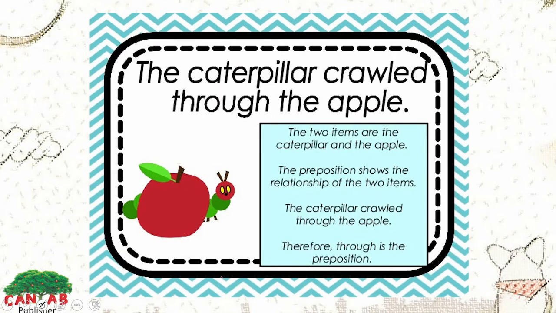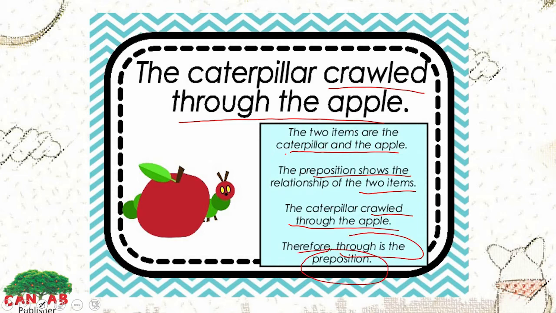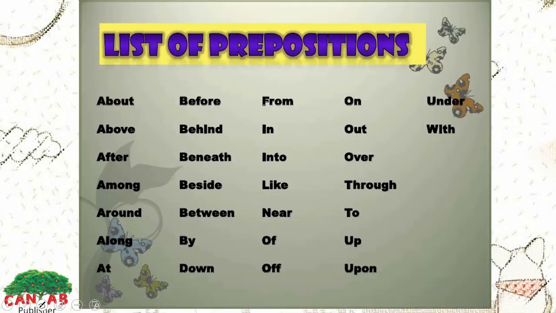Now, the caterpillar crawled through the apple. The two items are the caterpillar and apple. The preposition shows the relationship of the two items. The caterpillar crawled through the apple. Therefore, through is the preposition here. You can see the caterpillar crawled थ्रू द एप्पल. दूसरी साइड पर है एप्पल के. तो यहां आपका जो थ्रू है वो क्या है? preposition है. Yes, this is a list of prepositions here.